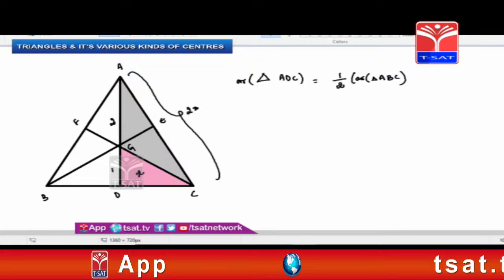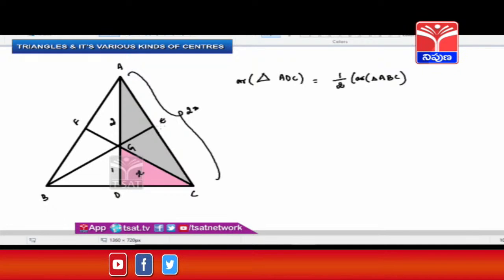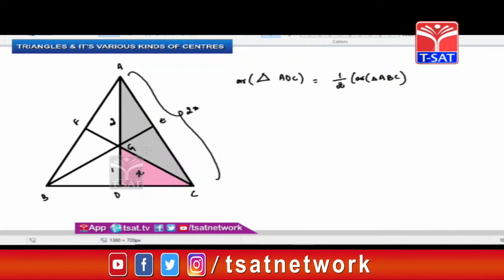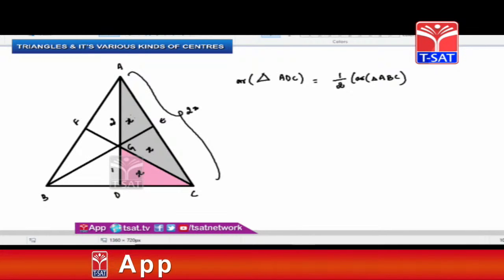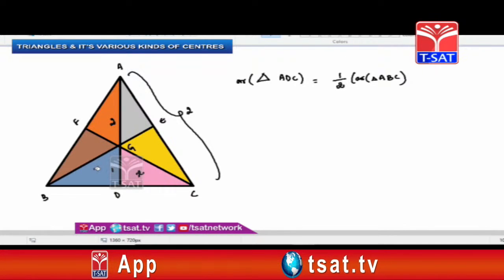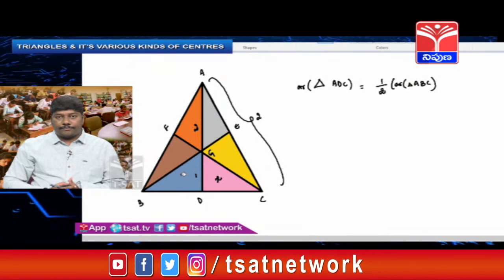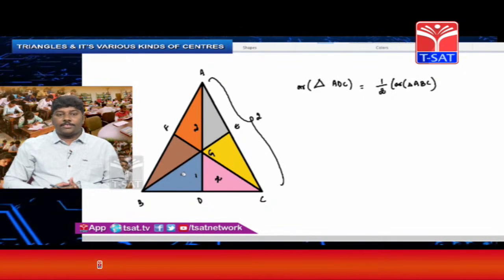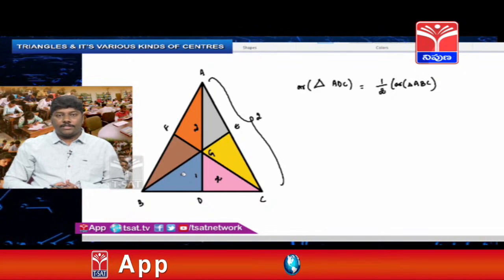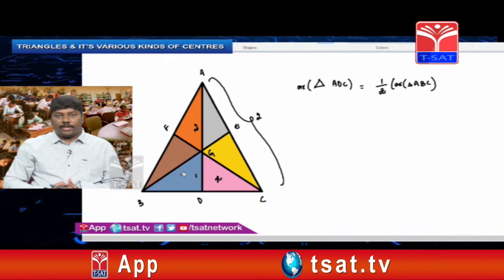But look at what is GE. GE is a median for the triangle AGC. GE divides the triangle AGC into two equal parts, which means it is x. That 2x is divided into x and x. So, what do you get from this? All the 6 triangles you see here will have equal areas, whereas AD, BE and CF are medians. So, these 3 medians divide the triangle into 6 parts. All these 6 parts are having equal areas.